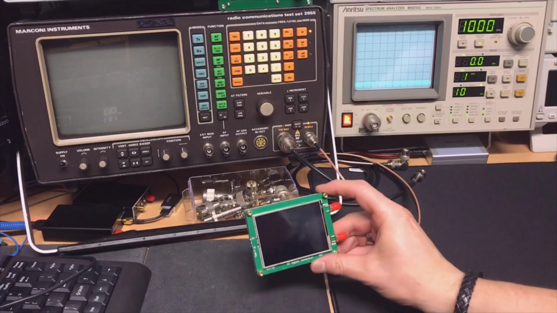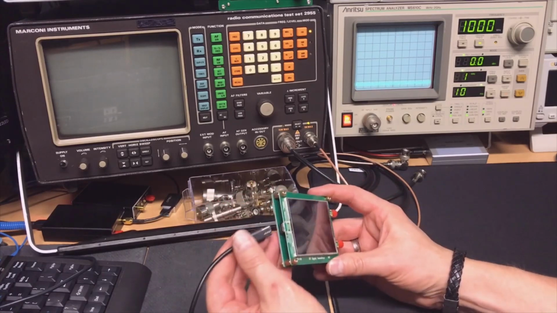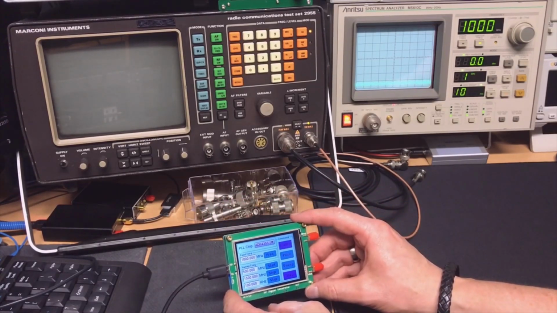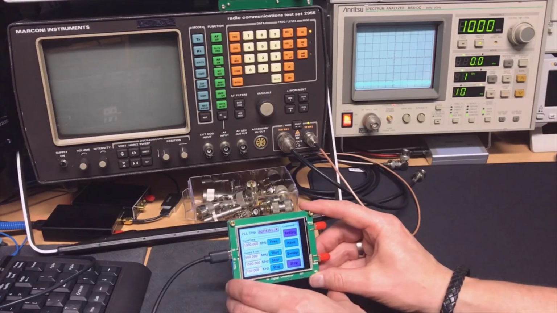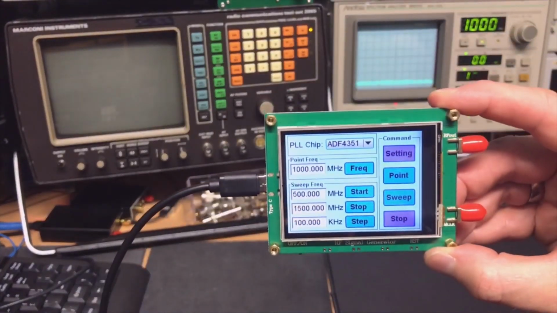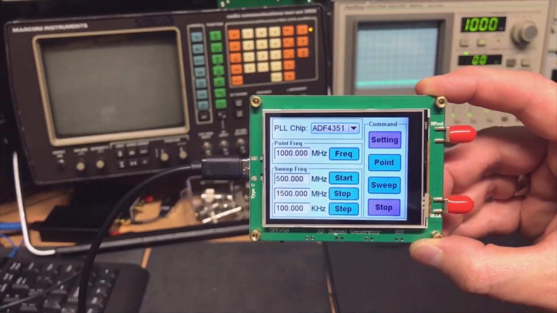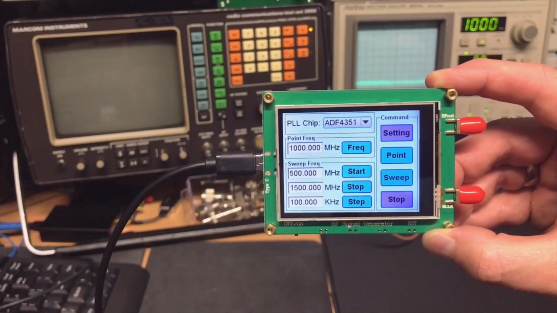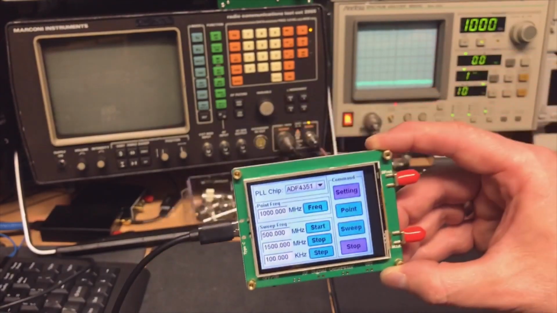Okay, and here we have it. It is USB powered. It came with the cable, so I just plugged it into my computer, and here we have it. Well, the proper chip is selected. I chose the 51 because it has a higher reach, and it can do a single frequency, and it can do a sweep.